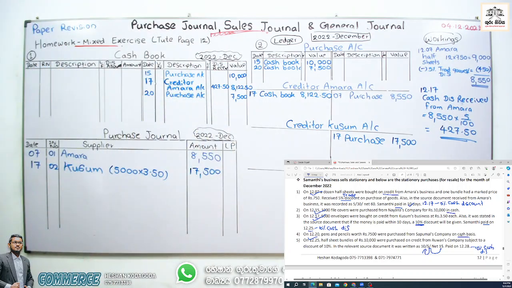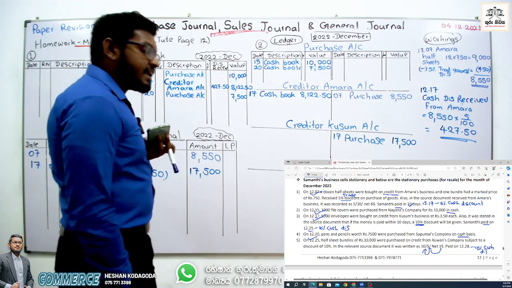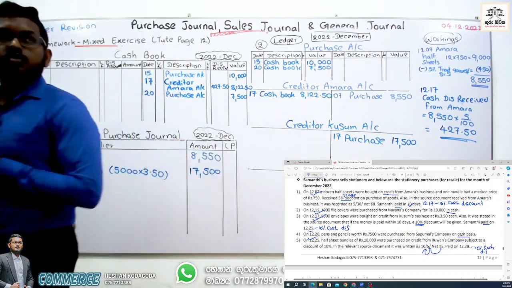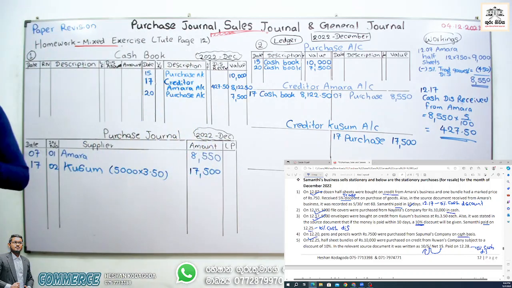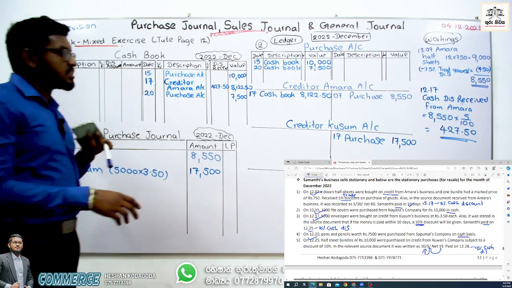Eligible for 10% cash discount. Why? We paid within 8 days. If we pay within 10 days, we are eligible for the cash discount. Understand? Right? So how much we paid? So the amount was 7,000.